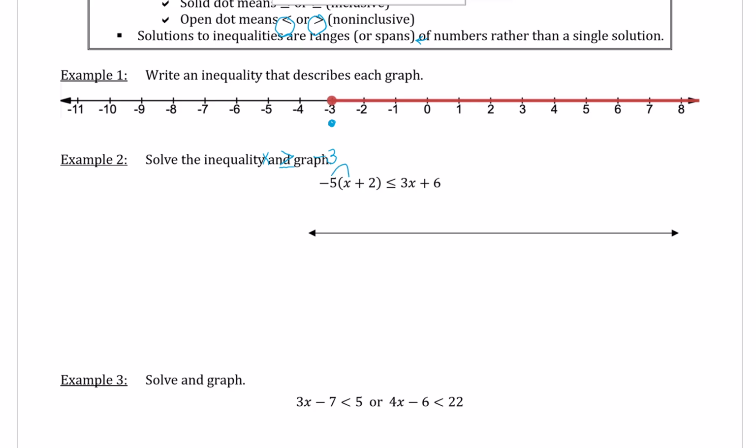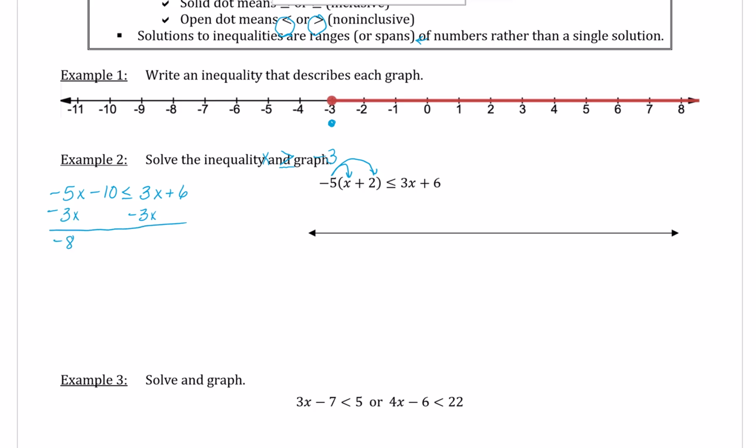So we're going to solve this kind of like an equality. We're going to multiply just the left side by -5. So since I'm only multiplying right now the left side by -5 and not both sides, I don't flip it yet. So I get -5x minus 10 is less than or equal to 3x plus 6. Then we're going to subtract the 3x over.